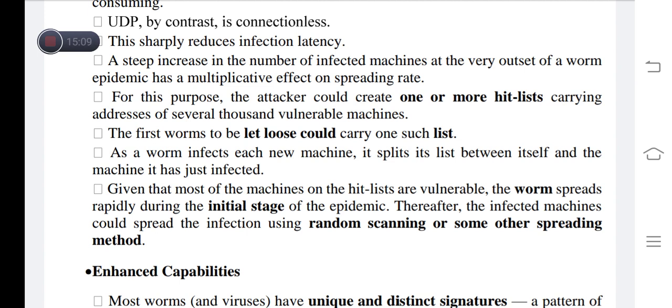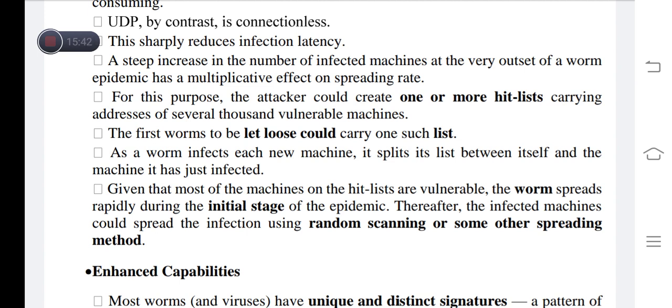Once the first worm has infected another machine, the hit list will get split between the first worm and the second machine which has got infected. Similarly, the second worm will start infecting another machine. Again, the hit list available with the second machine will get divided between the second machine and the third machine. Like this, the target details get split among the machines, and that is how the thread concept is implemented here.